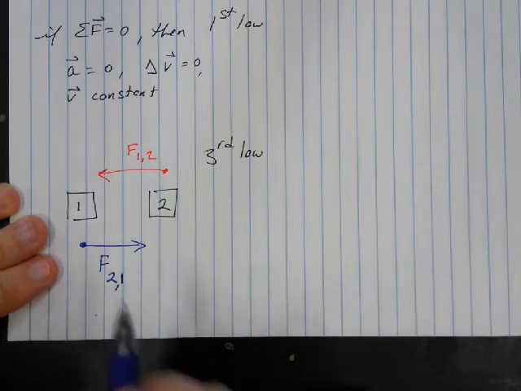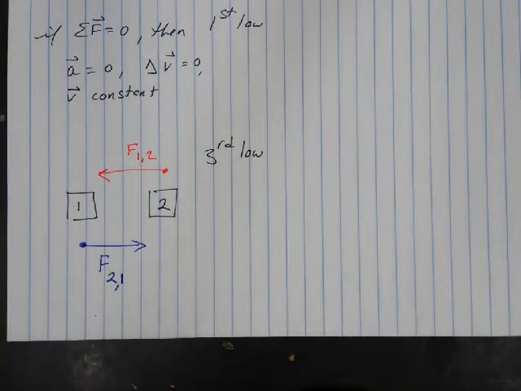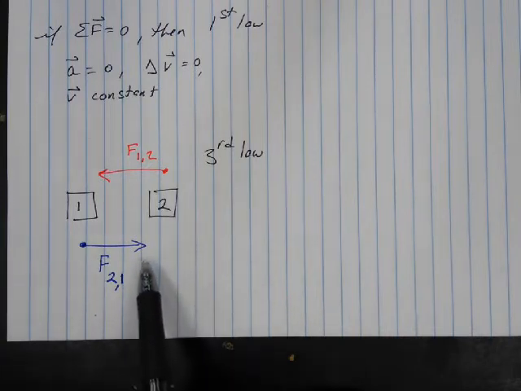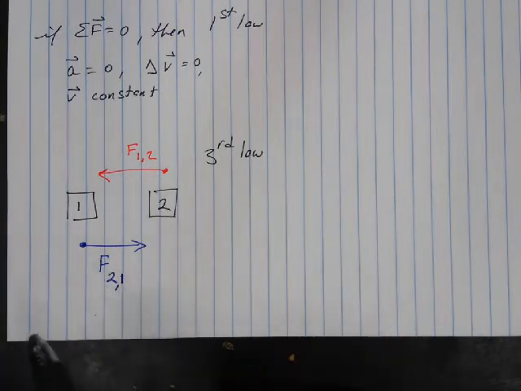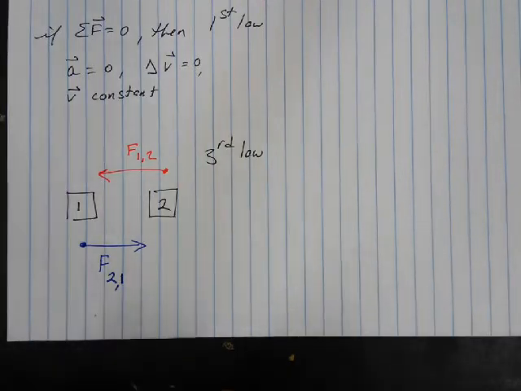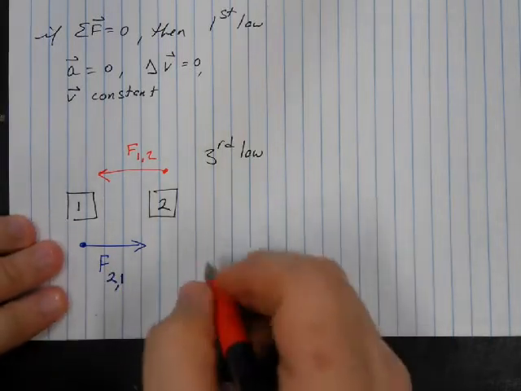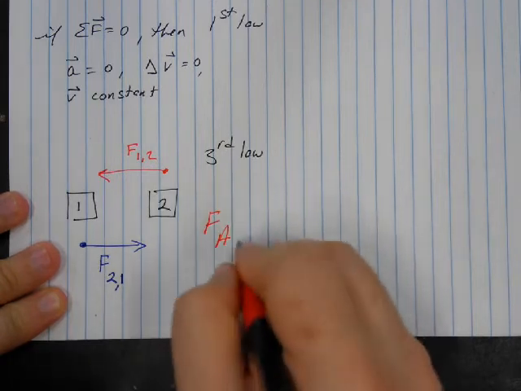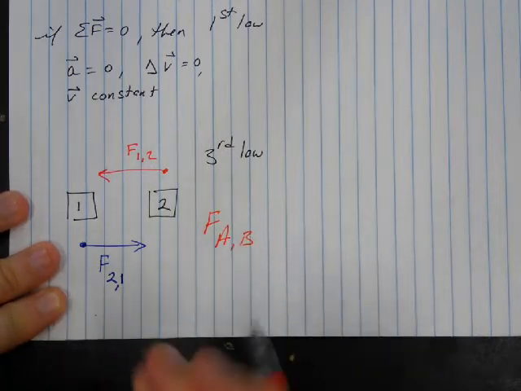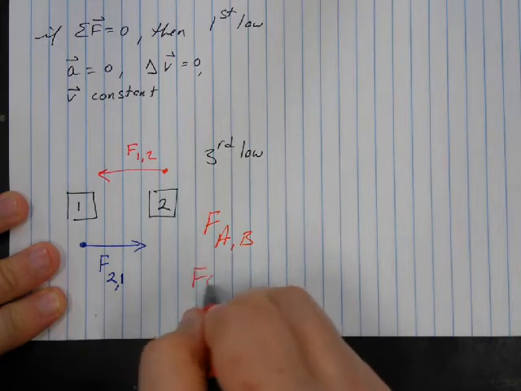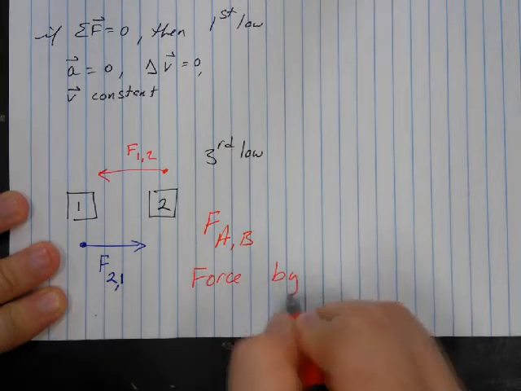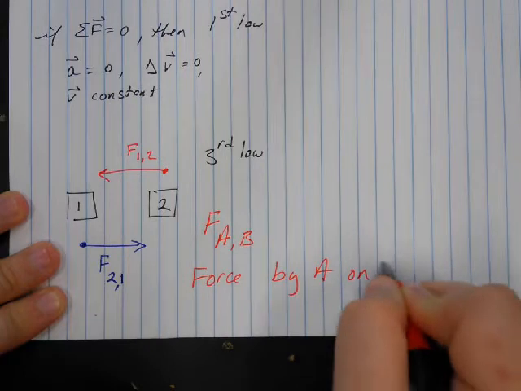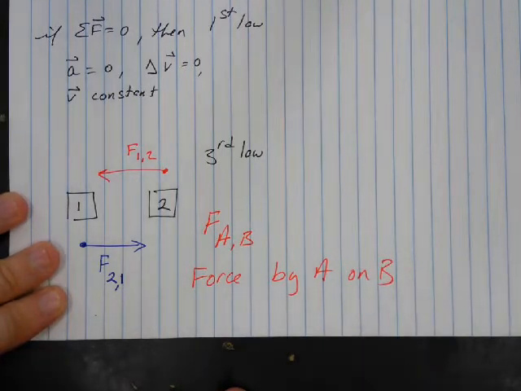Now, you may see different ways of labeling these. I can't remember what Radford does. I almost always say by an object on an object. But you may see it from other teachers that it's on this object by an object. But it's okay. So if we have a force F and it's A comma B, the way I'm interpreting that is force by A on B.